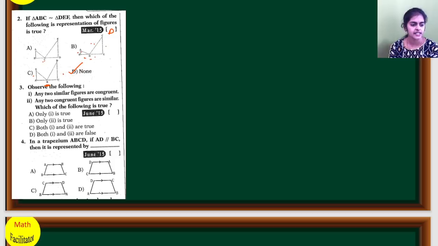Third question: any two similar figures are congruent, any two congruent figures are similar. First one is not always true. Any two similar figures cannot always be congruent. So this is not always true. But congruent figures will always be similar. So option B is correct. Okay. In a trapezium ABCD, if AD is parallel to BC, then it is represented by AD is parallel to BC. Where is AD? AD is parallel to BC. See, here you have AD parallel to BC. So option B is correct.